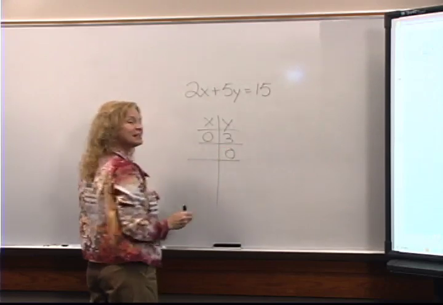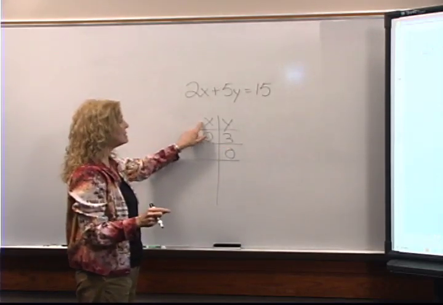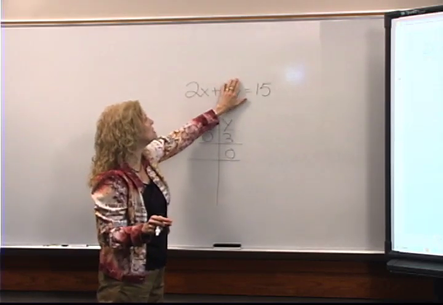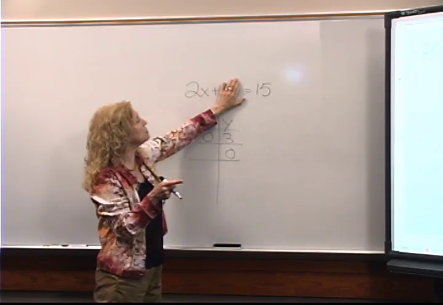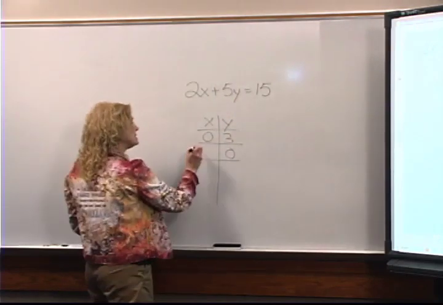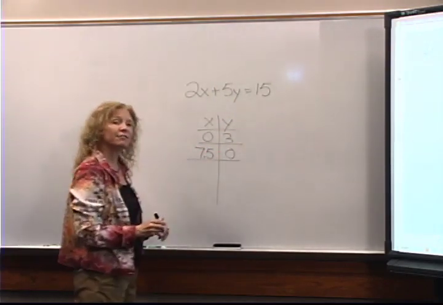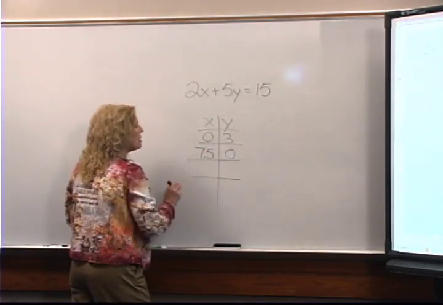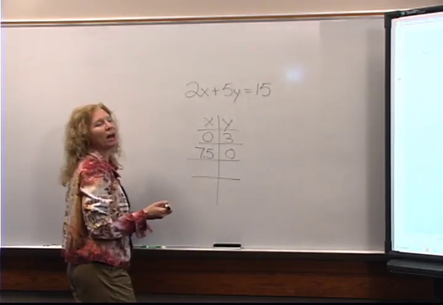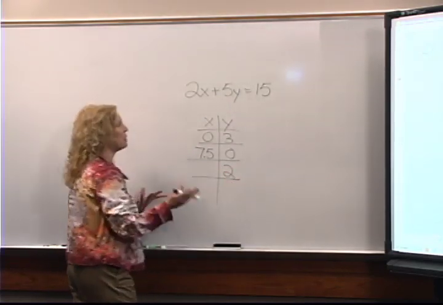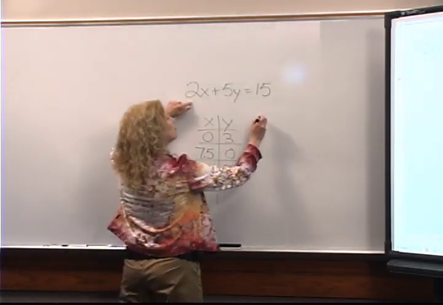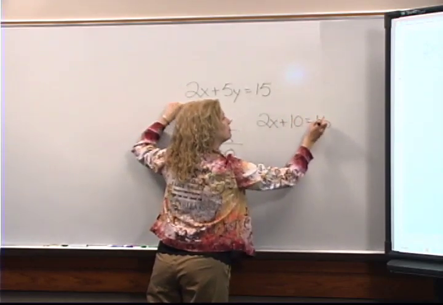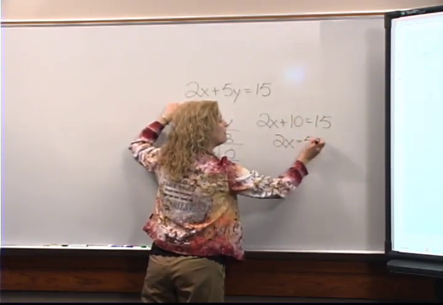Now I can do the same thing to get the x-intercept. For an x-intercept, I let y be 0. If I put a 0 in here, that goes to 0, and I have 2x equals 15. Well, that means x is 7.5. Okay? Then I might want to pick just one other number in there somewhere. So I might say, okay, what if y is 2? Just see what happens if y is 2. So I have 2x plus 5 times 2 is 10. 2x is equal to 5.